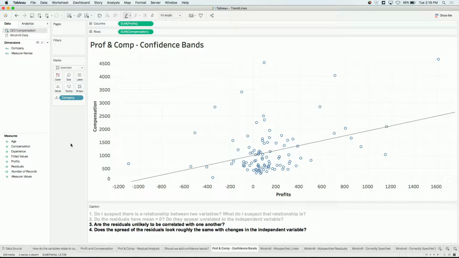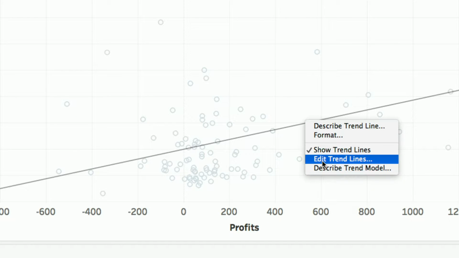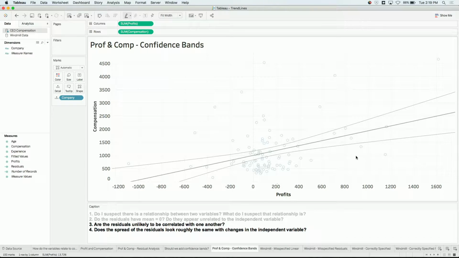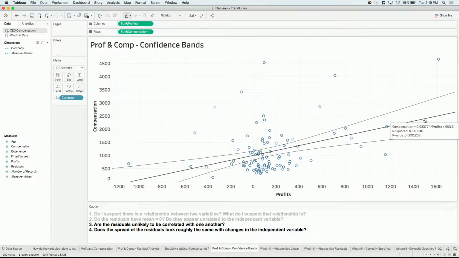So here's that trend line that we had before, exactly the same viz. I just wanted to highlight different questions at the bottom. And so then I'm just going to right-click on the trend line, choose Edit Trend Lines, and I'm going to check the box to show confidence bands. And just like with the confidence intervals, when we have more data, we can really narrow down where the true model is going to be. But when we have less data or no data, we have to cast a wider net in order to capture the true model.